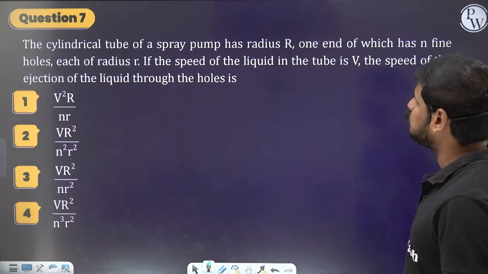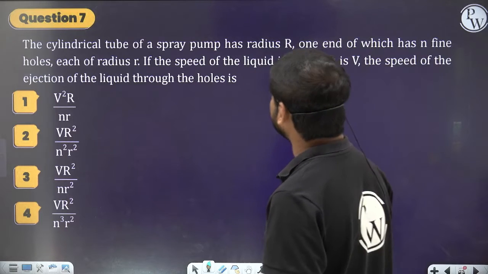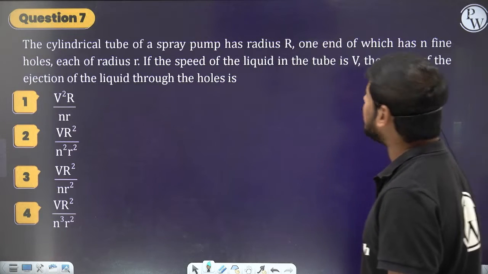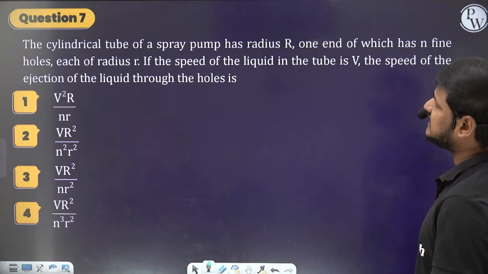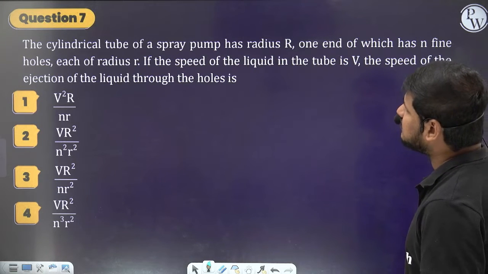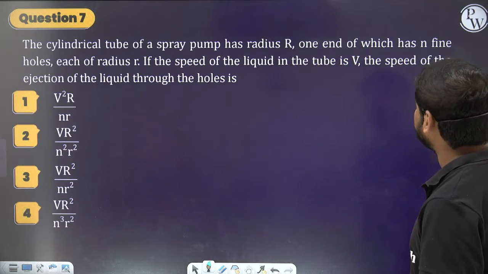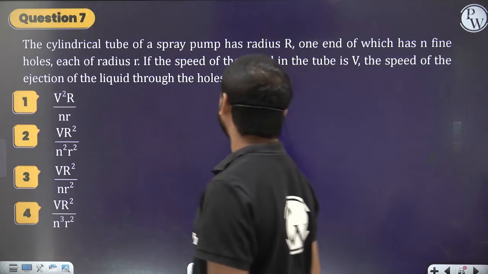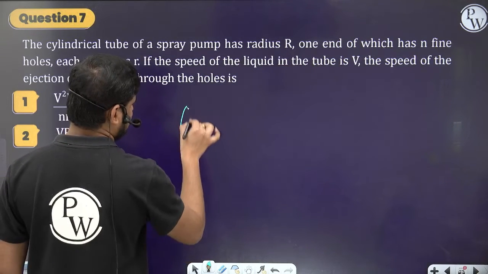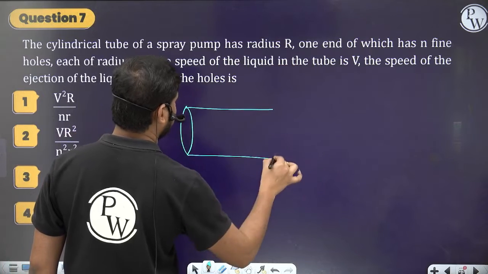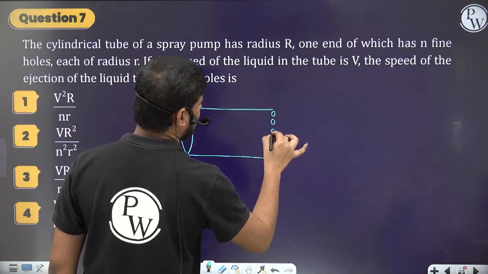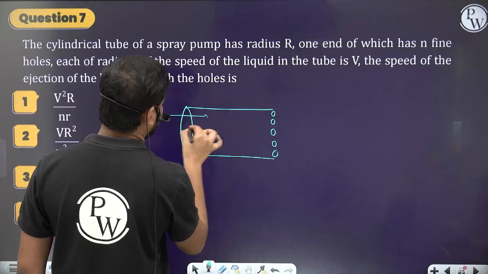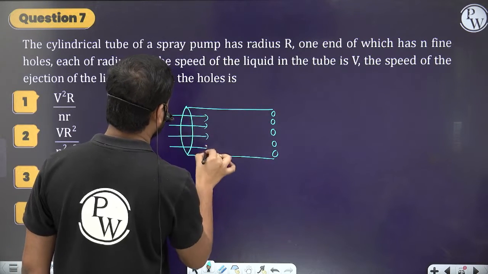So then we have one more question here. The cylindrical tube of a spray pump has radius r. One end of which has n fine holes, each of radius r. If the speed of the fluid in the tube is V, the speed of the ejection of the liquid through the holes is here. So this is a tube, and for this tube it has some n number of holes. The liquid is flowing from here with the speed V.